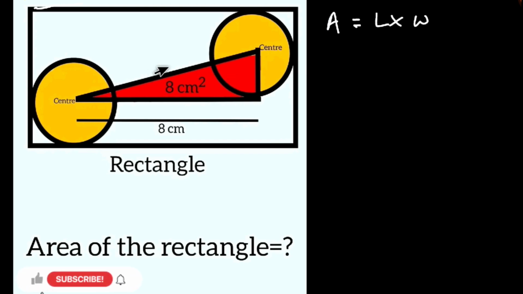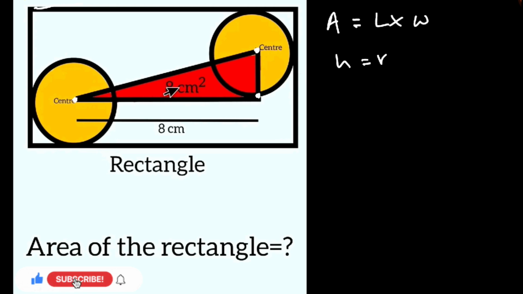Now inside this rectangle we have two circles, and these two circles are equal. They have the same radius, the same diameter. So we have this triangle here, and the points of this triangle form the centers of these circles. So the height of this triangle, from this point to this point, doubles as the radius of this circle. Alright, so the height of this triangle is equal to the radius of this circle.